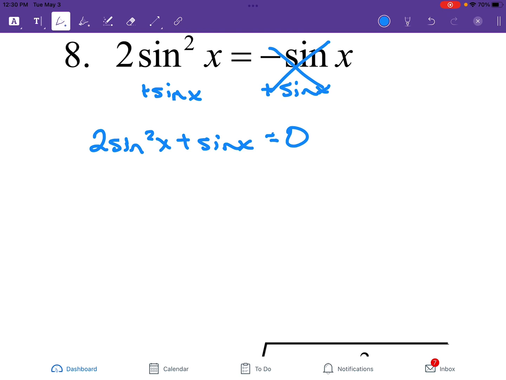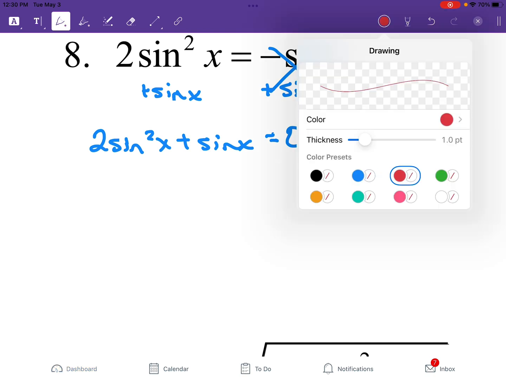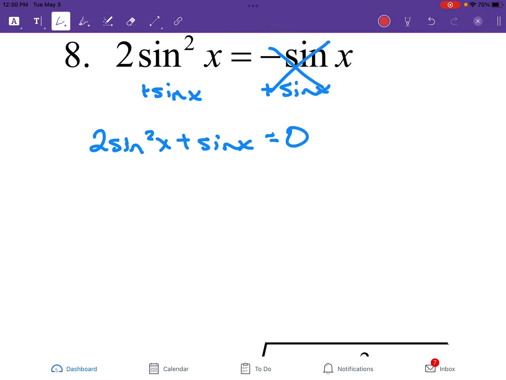All right, this again, you can rewrite this if you wanted to help yourself out, to get rid of the trig functions temporarily. Would be 2x squared plus x equals 0.